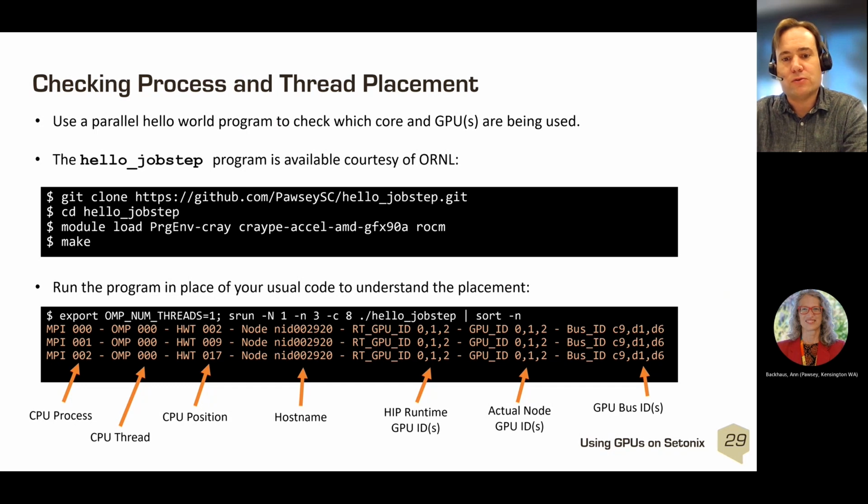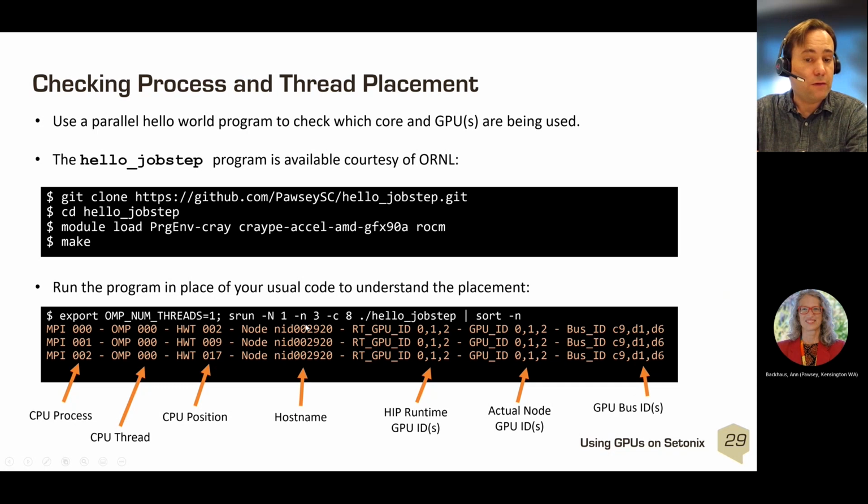A really good idea is to also confirm that the placement you think you're requesting is actually happening. For this, we recommend using a Hello JobStep program that we have courtesy of Oak Ridge National Labs. You can clone and install this program and put it in place of your normal job to see what is actually happening when your job runs. Here you can see the ID of your MPI process and OpenMP threads, and what position, which corresponds to those hardware thread indices that we saw in the diagram earlier.